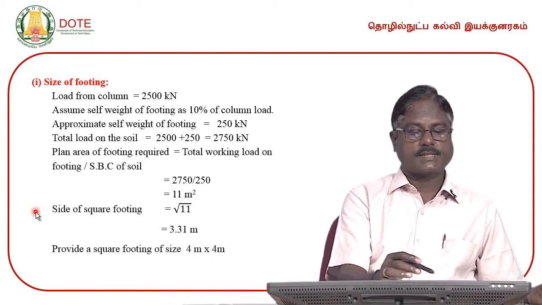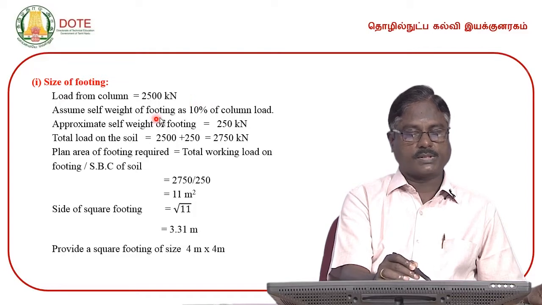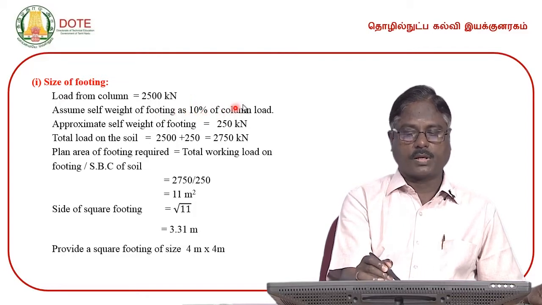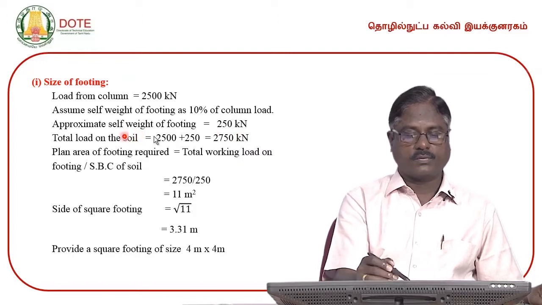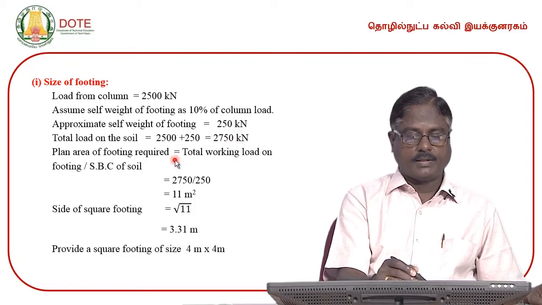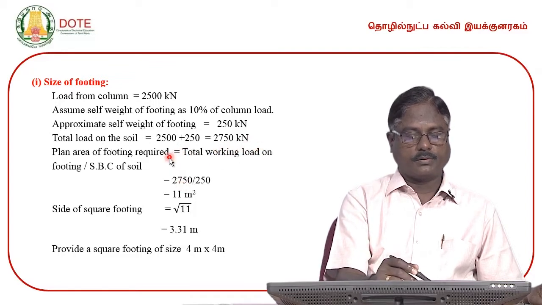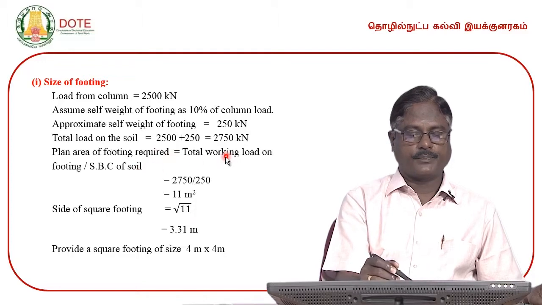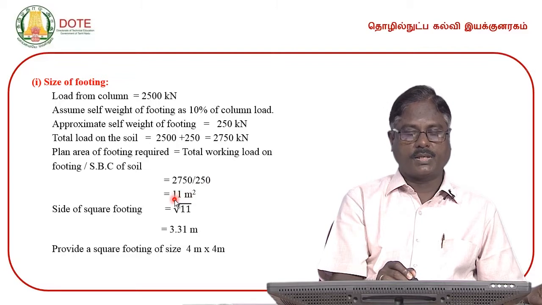Step 1 is to find out the size of footing. Load from the column is 2500 kilonewton. Initially we have to assume the self weight of the footing as 10% of column load, so that comes around 250 kilonewton. So the total working load, or total safe load, or characteristic load on the soil is 2750 kilonewton, and the plan area of the footing is found by dividing the total working load on the footing by the SBC of soil. So the area is found to be 11 meter square.